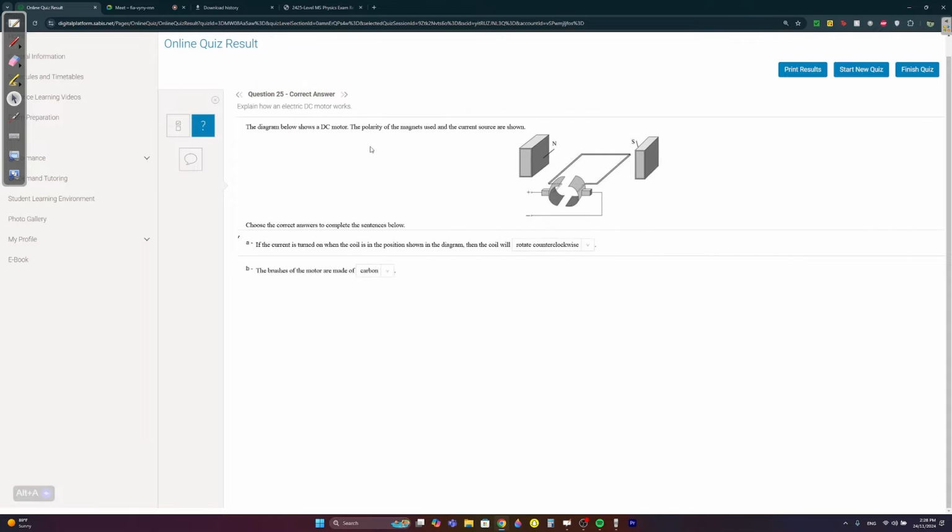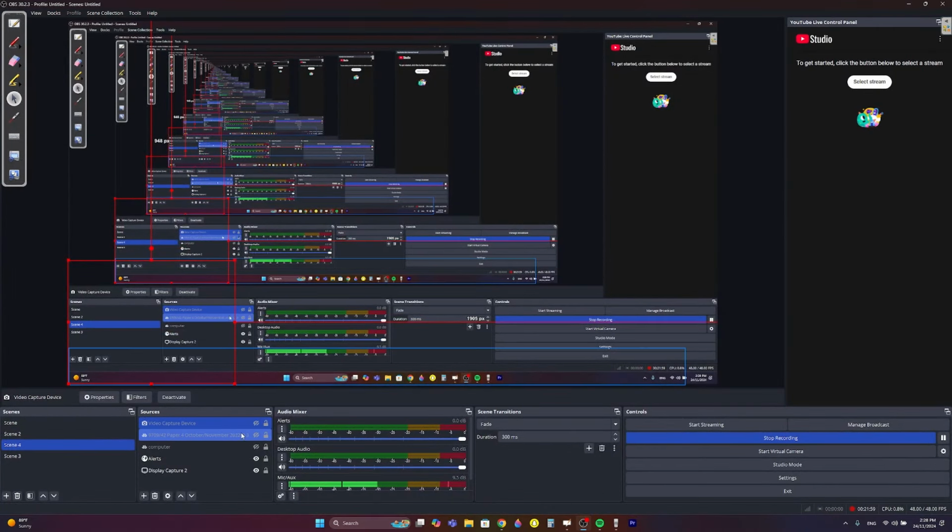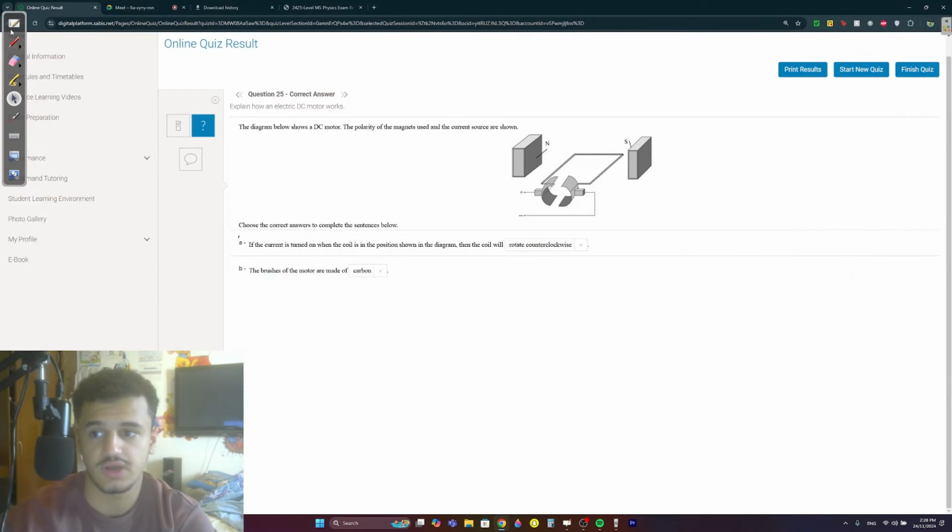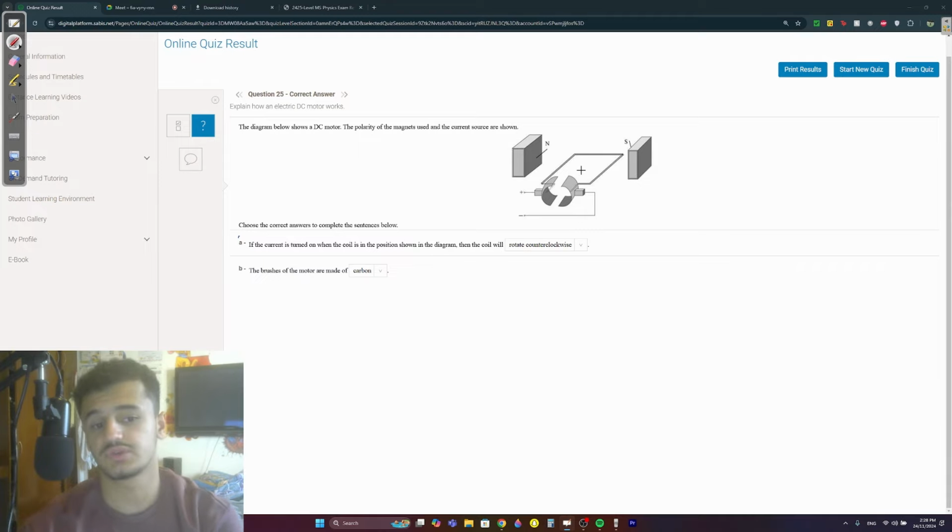Question 25. I think it's 26 questions. This is north. This is south. If the current is turned on, the coil will rotate in what direction? Okay, this is very easy. Let me turn on my camera for this. Over here, you have to know what direction is going to turn.